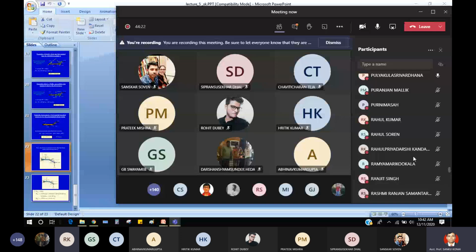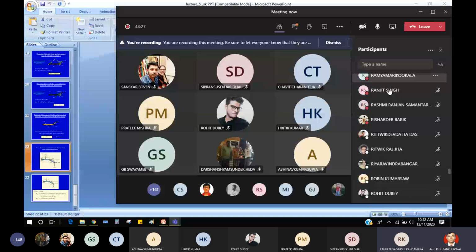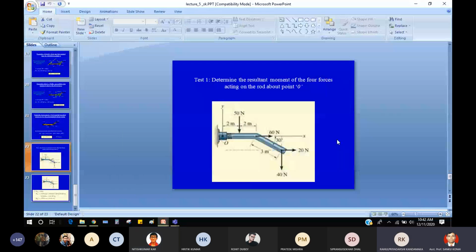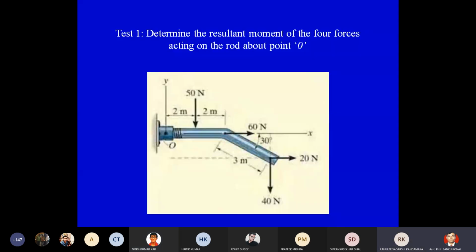Sir, for the 50 Newton force? Tell me, who is talking? What's your name? What will be the moment for 50 Newton force? 50 into 2, 100. Positive or negative? Minus 100. Negative. Clockwise. Negative. Okay, fine.